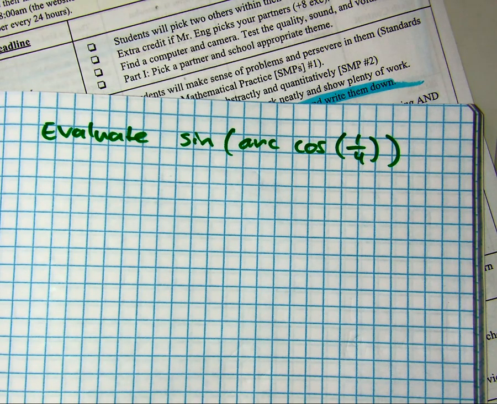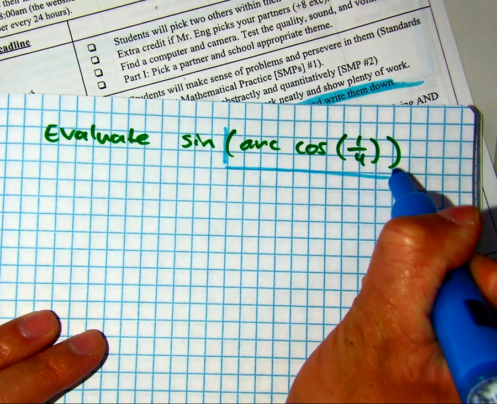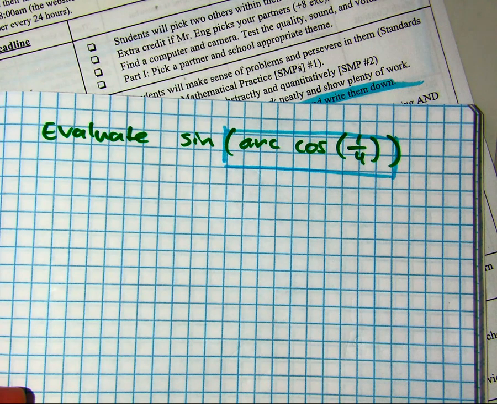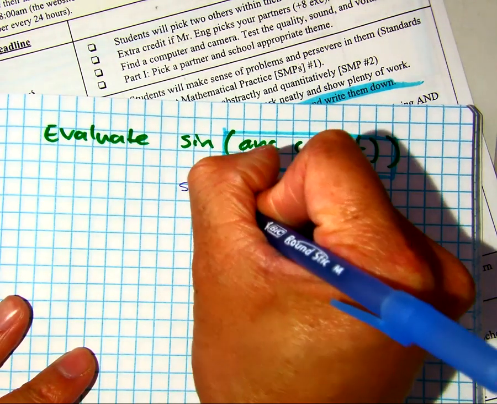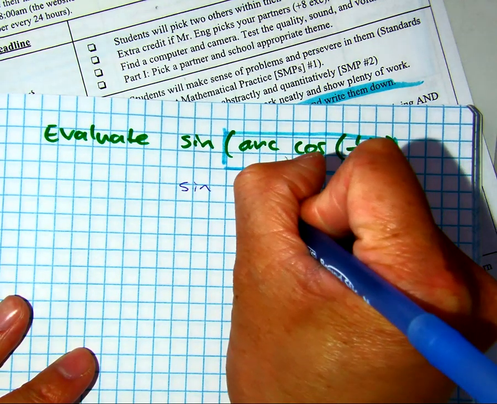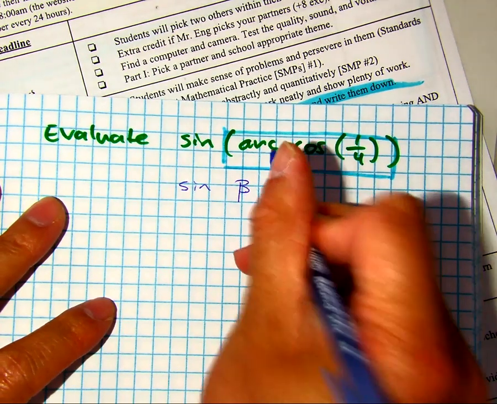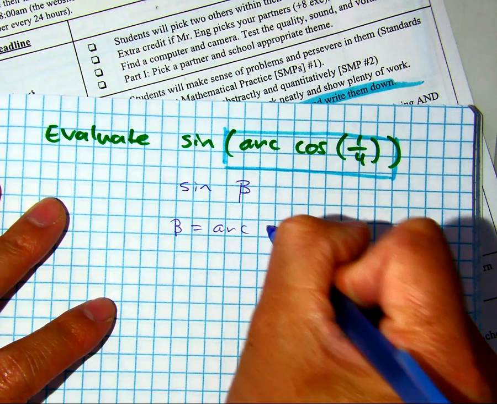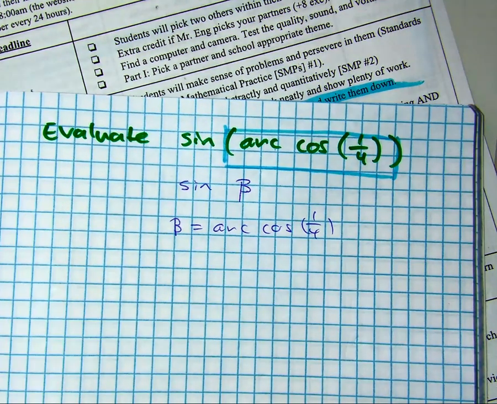So the first thing I'm going to do is box the problem that we were doing before. And we're going to do a substitution. Everyone say substitution. And here you get to pick your favorite Greek letter again. Sine of beta. What does that mean? Beta equals the blue box. Beta equals arc cosine of 1/4.